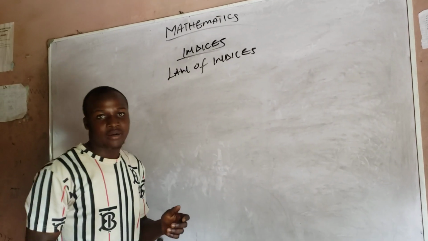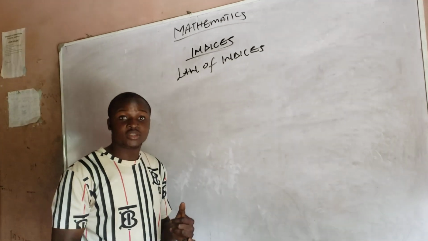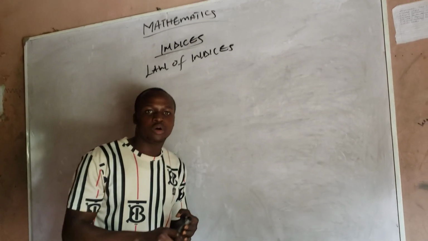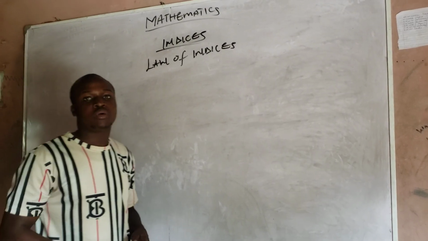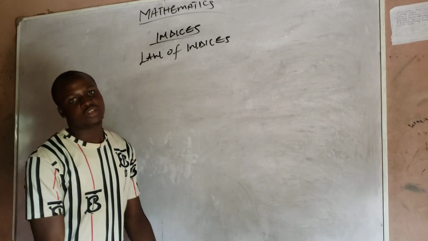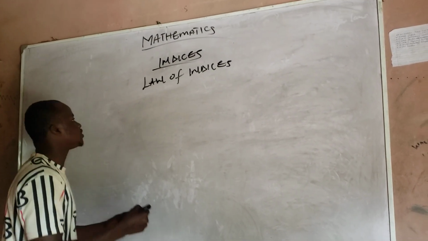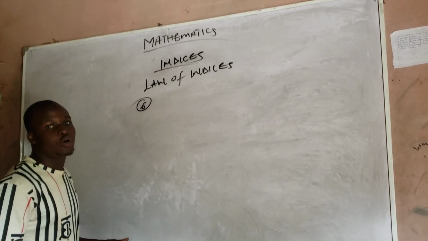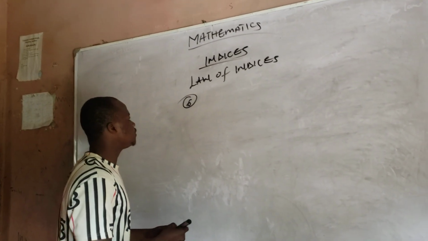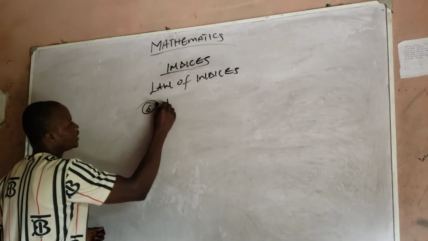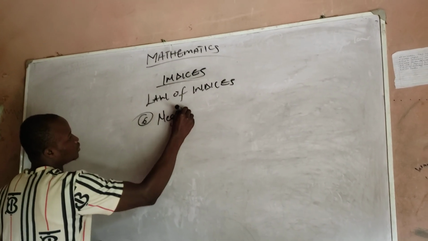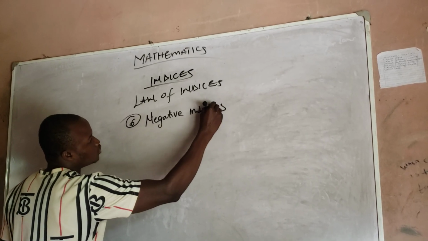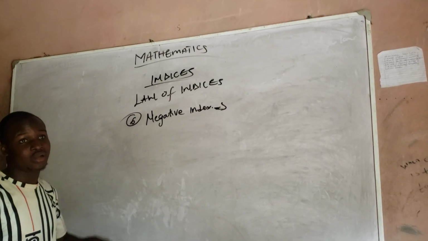Don't forget that we have covered the multiplication law of indices, the division law, the power law, the product power law, and the zero index. So now we are going to the sixth law of indices, which is the negative index. Please do well to go and look at the previous laws.